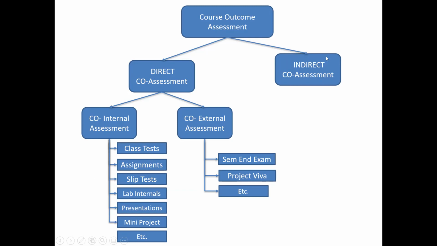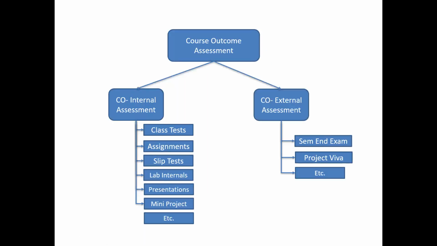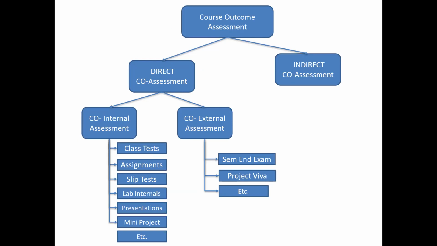Even in the NBA, CO indirect assessment is considered optional. It is better if you don't perform this. If you have performed it, it is still considered optional, and you are supposed to give it a very minute weightage of 0.1 or 10%, because it is just perception. So this is the method which I prefer and which we follow at CBIT. For the new curriculums, we are actually preferring this also.